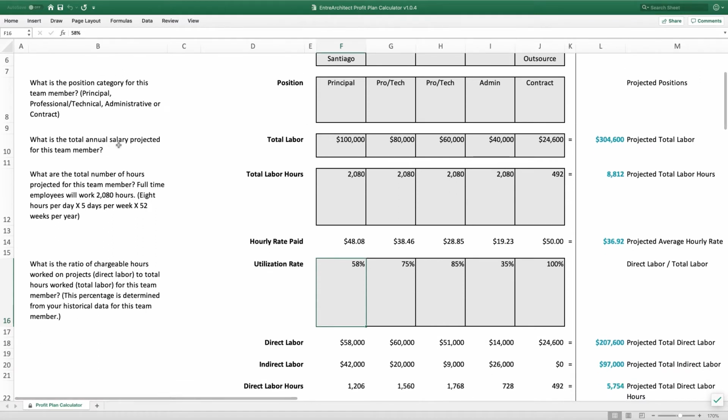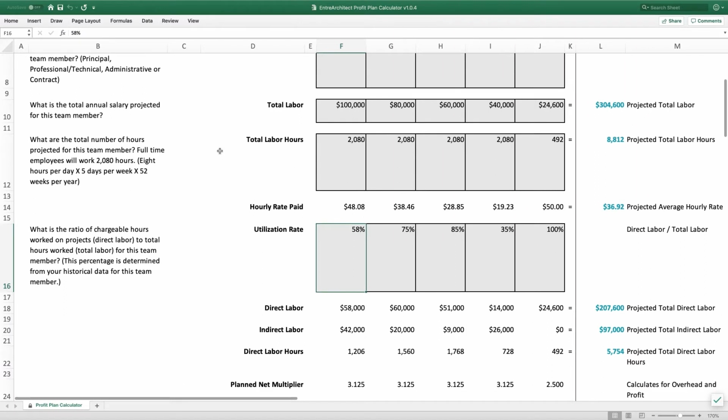Then what's the total annual salary projected for this team member? So you plug in the annual salary for each team member. Calculate your total projected labor right here, 304,600. That's a number that we calculated in the worksheet. What are the total number of hours projected for this team member? So if it's full-time, employees work 2,080 hours, 8 hours per day, 5 days per week.